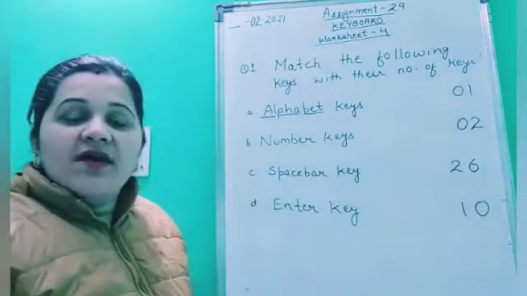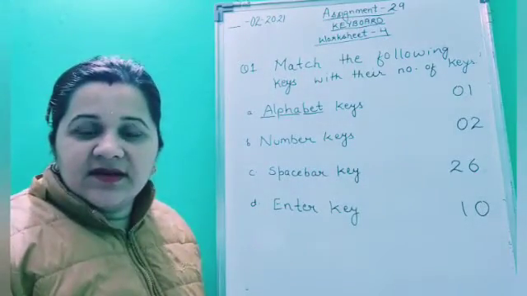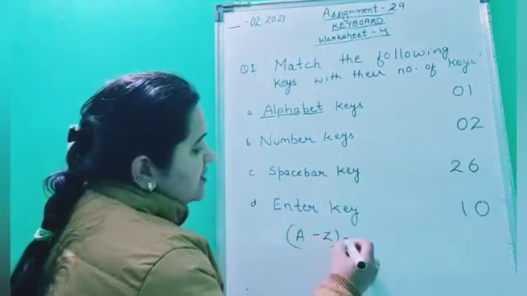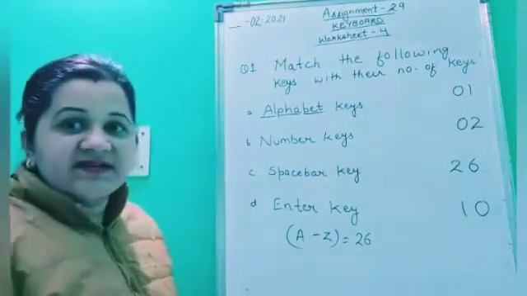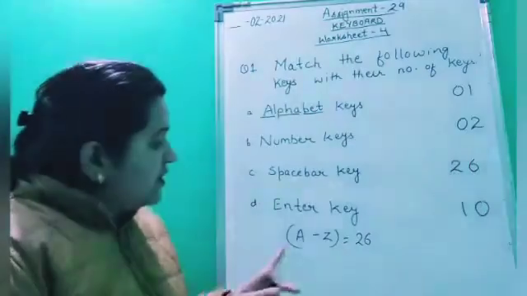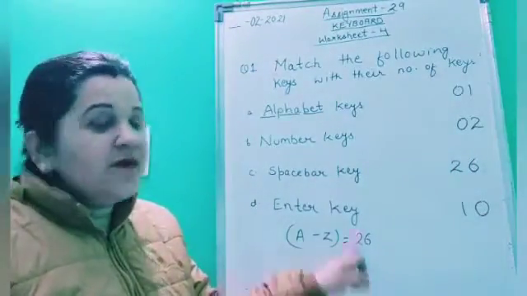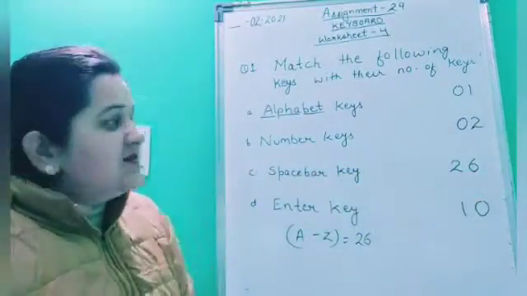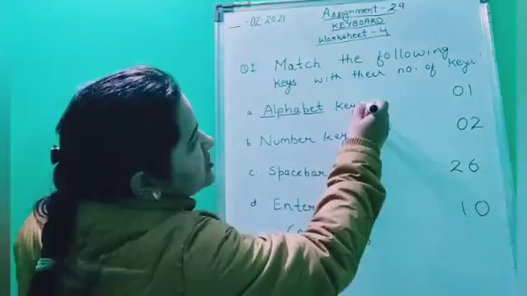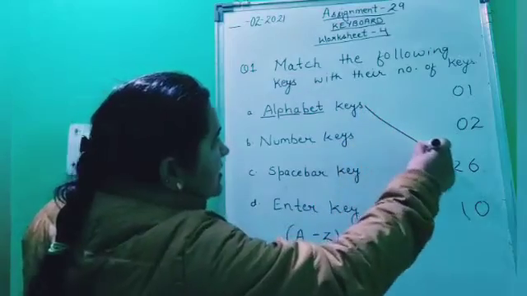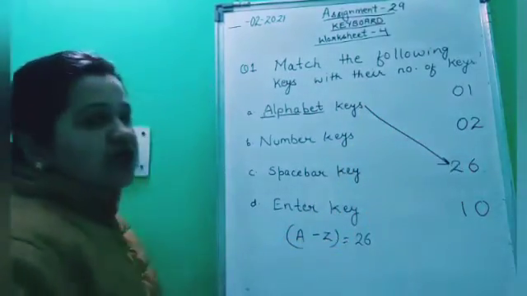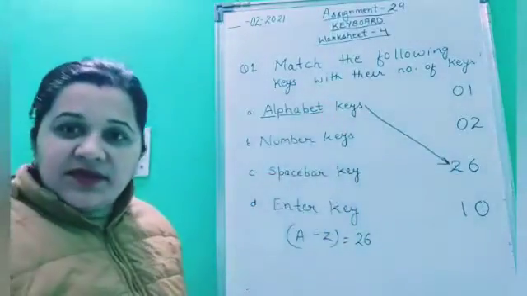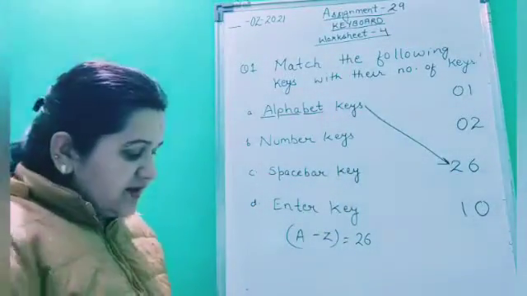So children, tell me how many alphabets are there? Yes children, A to Z. How many are they? They are total 26 in number. So there are 26 alphabet keys. Okay, now we will match it with 26. This is how children you have to match the number of keys with the keys.